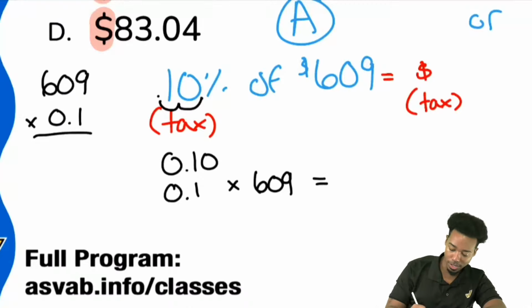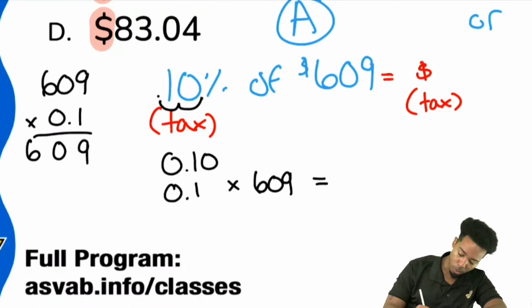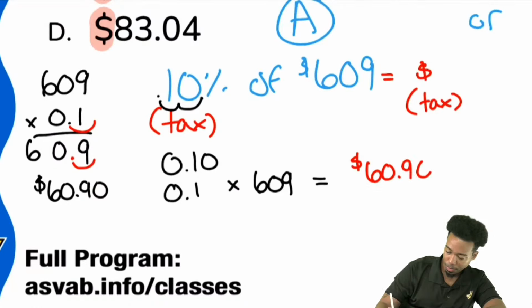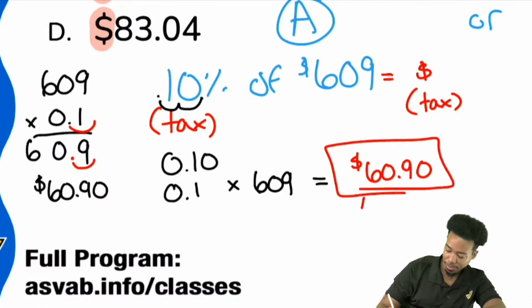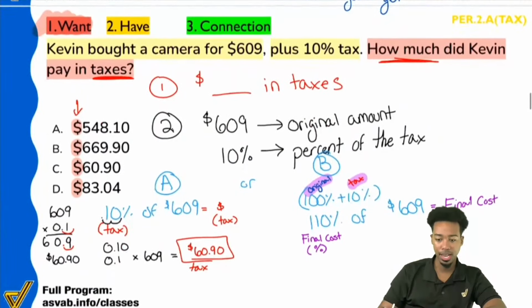So 9 times 1 is going to be 9. 0 times 1 is going to be 0. 6 times 1 is going to be 6. Wow, that's pretty easy, right? And then from here, how many decimal places would we move back? Right, that would be 1 decimal place only, right there, boom, and that would be $60.90. That would be the amount of the tax.